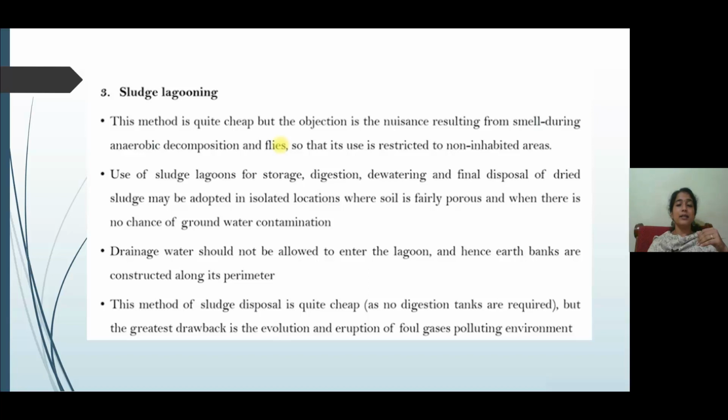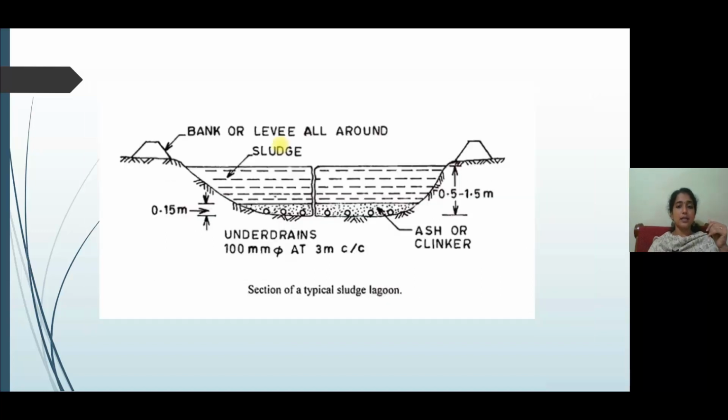In places where the population is high, this is not permitted. The use of sludge lagoons for storage, digestion, dewatering, and final disposal of dried sludge may be adopted in isolated locations only. This is the picture of a sludge lagoon. You can see the underdrains provided and the layer of ash or clinker, and you can see a thickness of 0.15, that is 15 centimeter thickness. Ash or clinker is provided at the bottom of the sludge lagoons.